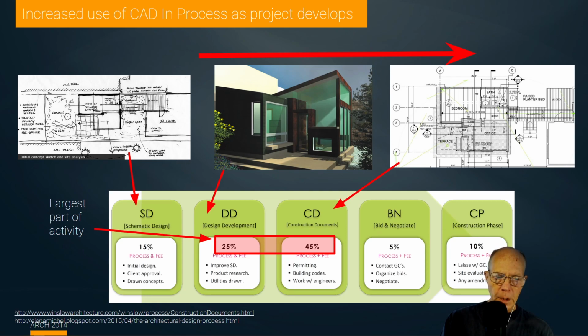So here is just another illustration about going from schematic design, where we have sketches, to design development, where things actually start to look real, but are limited with the amount of information that is communicated to people on how to build a building, which is that third image, that construction document image.